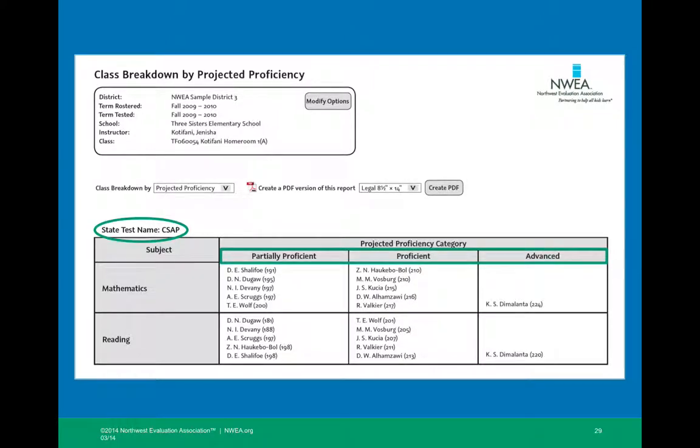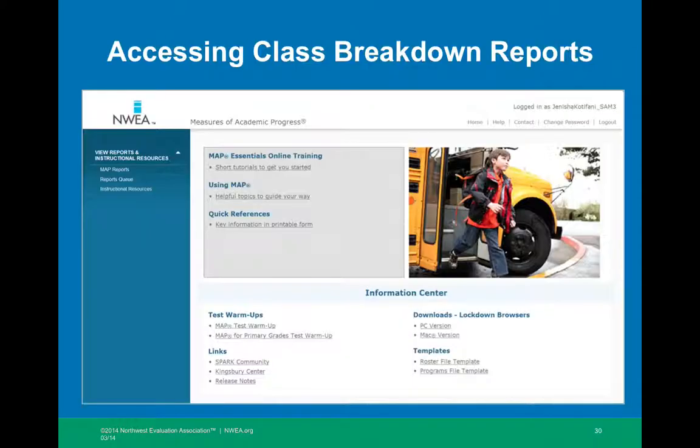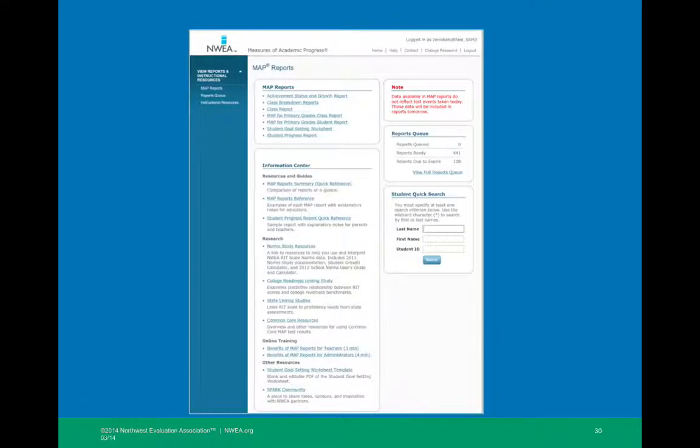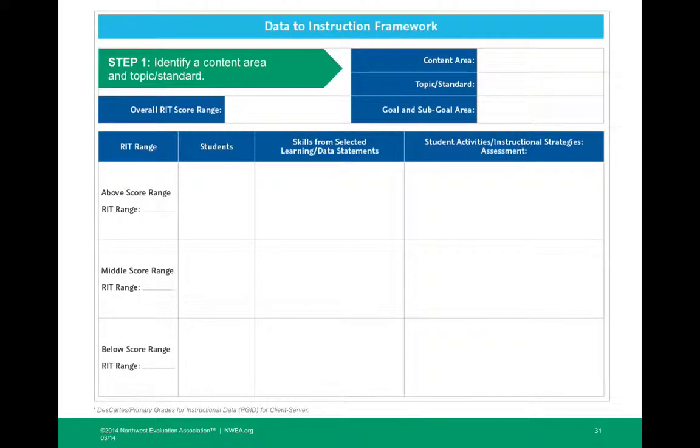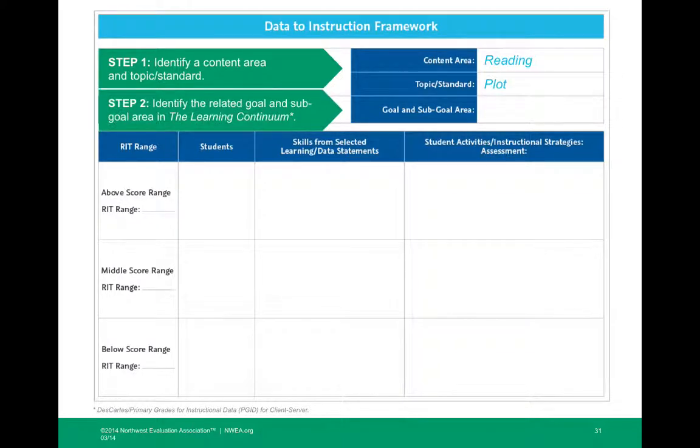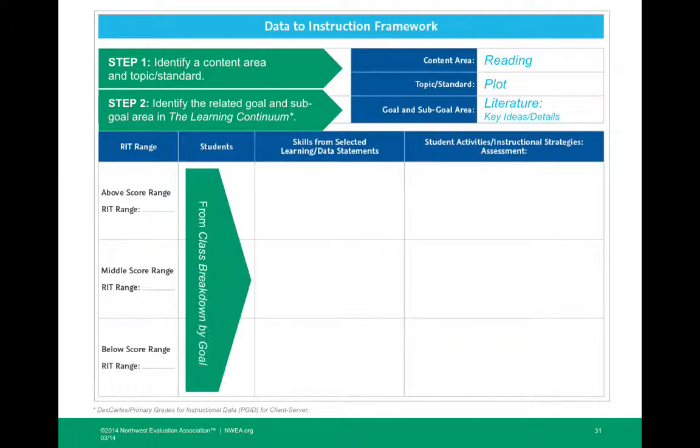All right, and then the next thing I'm going to have you do is access your report, and we're going to fill out one of the frameworks together. First I want you to identify a content area, and we're going to write that. For my example, I'm going to use reading. We're going to focus on the standard of plot, and then identify the related goal and sub-goal in the learning continuum. For mine, it's going to be literature, key ideas and details.